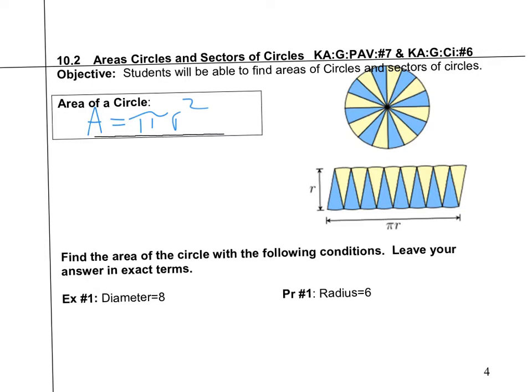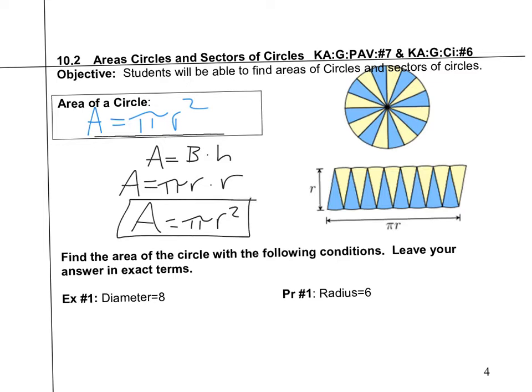Now, this then becomes just a parallelogram. And we know that the area for a parallelogram is simply base times height. Well, the base here, as you can see, would be pi times r, and the height would be r. And so we get the formula pi r squared. And there are other ways to demonstrate this area as well, but this is just a really simple way to show you where this formula came from.